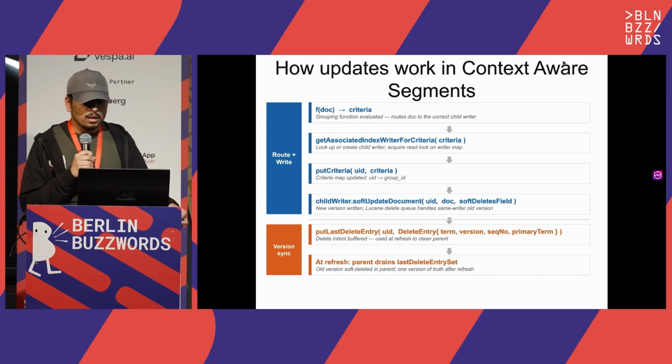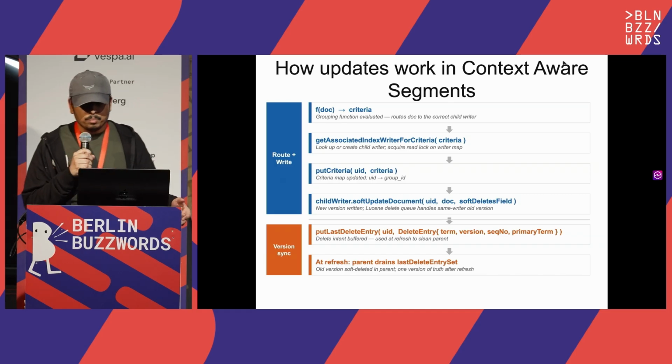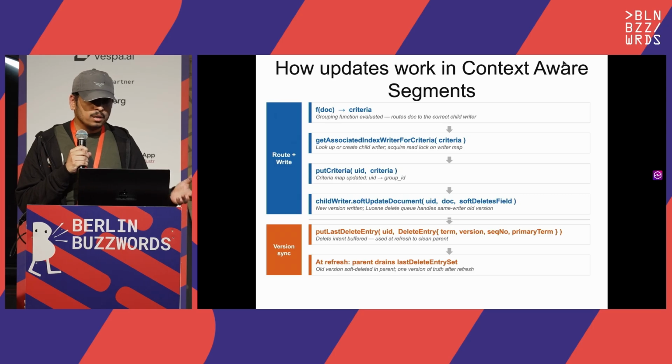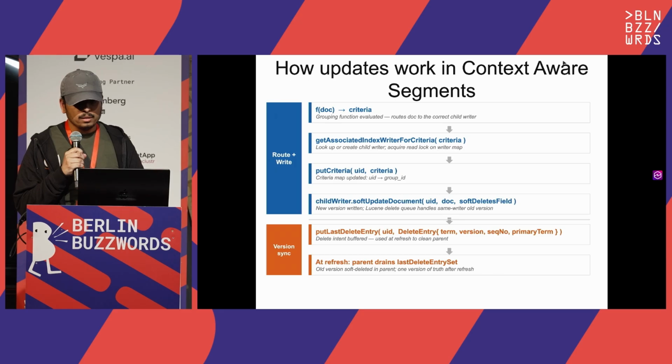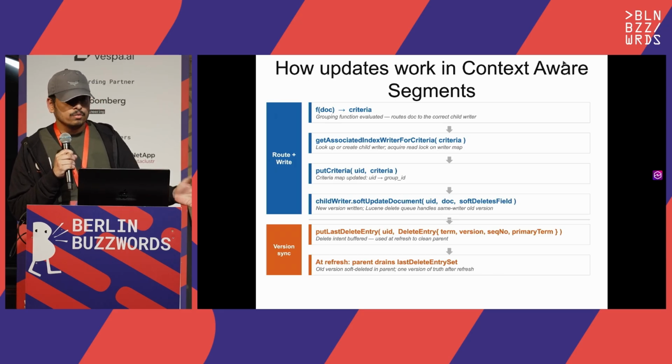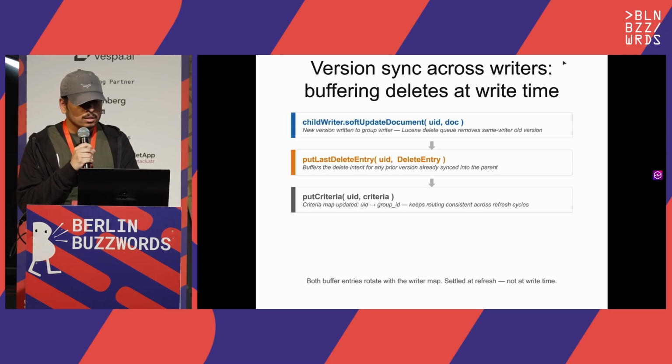There is another part to this solution. During refresh time, before syncing the new segment from the child writer, the composite index writer will also drain this new buffer of delete entries, where for each entry it applies the soft delete to the old version and then syncs the new version from the group writer, so that post refresh exactly one version of the document is visible. Let's look into each of these steps in detail.